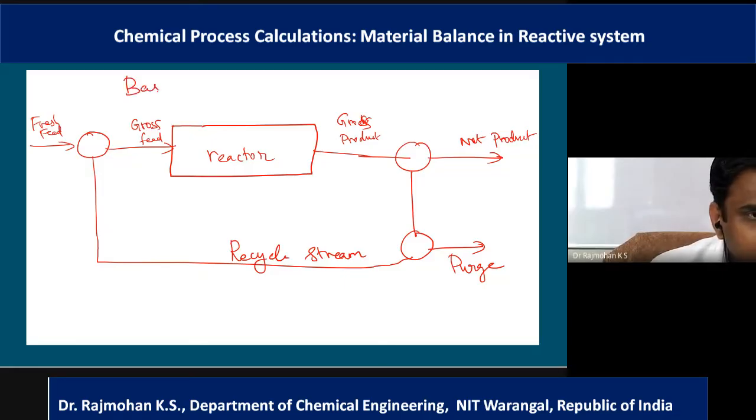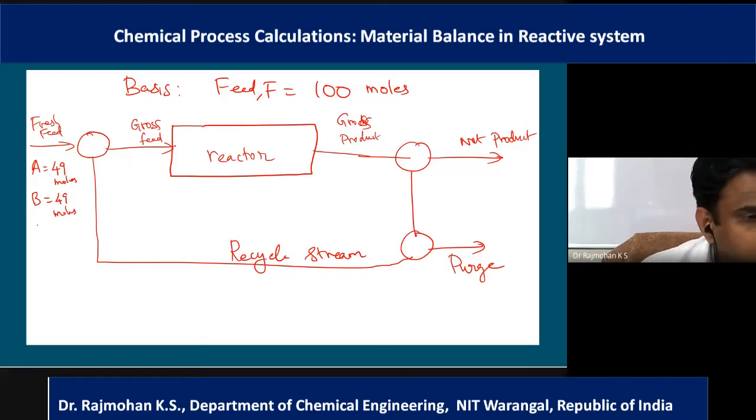In this problem, let us take a basis of feed F equal to 100 moles. The composition of the feed is also given: 49% A, 49% B. So if our feed is 100, then the amount of A is 49 moles, the amount of B is 49 moles, and the amount of inert I, at 2%, is 2 moles.